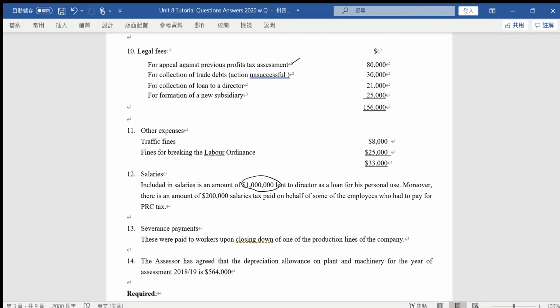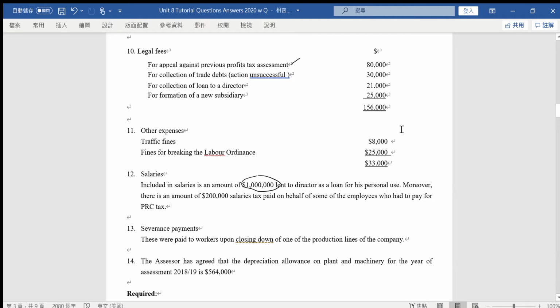It's not a salary, and also that is not allowed to deduct. That's why we need to add back this 1 million. And other than that, there is $200,000 salary tax paid on behalf of some of the employees who have to pay the PRC tax. This $200,000 is no problem because it is a fringe benefit provided to the employee, and there is no need to adjust anything. And then 13, solvency payment, there is no need to adjust anything.